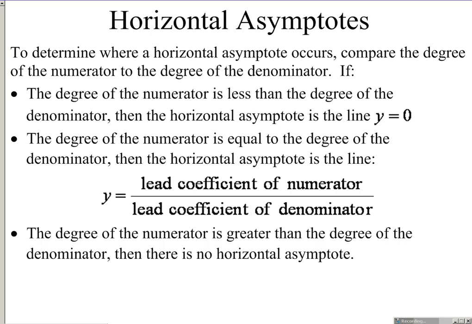If the degree of the numerator is less than the degree of the denominator, then your horizontal asymptote is always y equals 0. If the degree of the numerator is equal to the degree of the denominator, then your horizontal asymptote is given by y equals the ratio of lead coefficients, numerator over denominator. Still going to be a horizontal line. Third thing that could happen, if the numerator degree is greater than the degree of the denominator, then there is no horizontal asymptote.